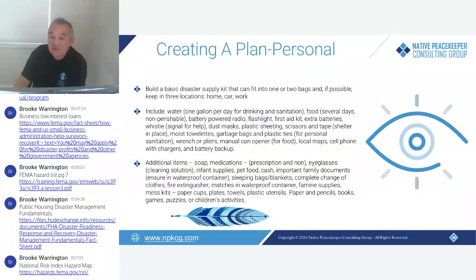Plastic sheeting, scissors and tape if you're sheltering in place, moist towelettes, garbage bags and plastic ties for personal sanitation, wrenches or pliers, manual can opener if you have canned food, local maps, cell phone with chargers and battery backup. Additional items: soap, medications, prescription and non-prescription. So we always would take a prescription, but you don't think about non-prescription stuff that you rely on. Eyeglasses, something to clean them if they've become dirty. Infant supplies, pet food, cash, important family documents, and keep all this stuff in a waterproof container.